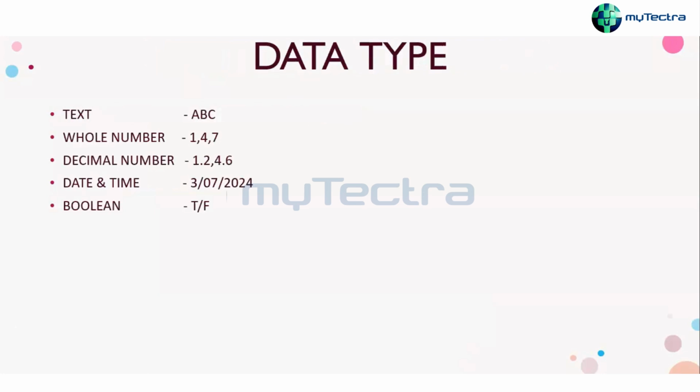Let's move on to data types. If table data is there, we have to categorize the columns, how the data is arranged. Each column will have a value. We have to categorize it as text, whole number, decimal number, date and time, and Boolean.